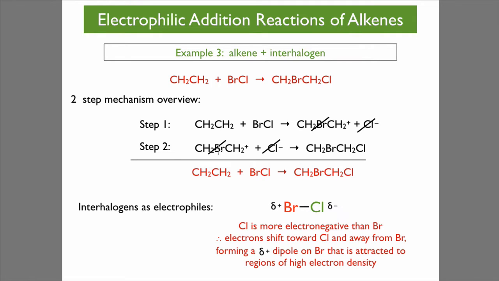So like I've described, in this case, chlorine is more electronegative than bromine, so electrons are shifting towards the chlorine and away from the bromine, forming a positive dipole on the bromine that's attracted to the region of high electron density, which in this case is the pi bond in the double bond of the ethene.